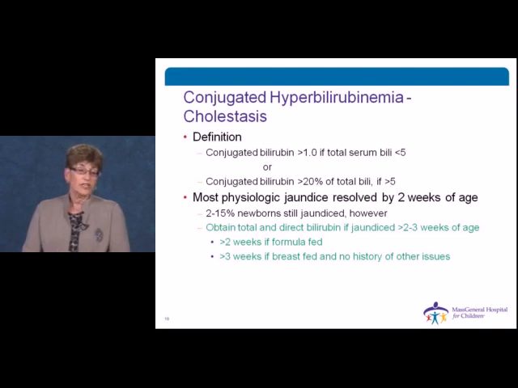So as we said before, and I'm going to repeat this a few times because I think it's the most important message, most physiologic jaundice resolves by 2 weeks of age. There's a good percentage of newborns, though, that are still jaundiced, even at 2 weeks of age. And that's why, if they're still jaundiced at that point, the recommendation is somewhere between 2 to 3 weeks of age that a total and a direct bilirubin should be measured. For babies who are formula fed, generally 2 weeks is used as a measure. Because of breast milk jaundice, some people would stretch that out to 3 weeks for breastfed babies who don't have any other issues that are readily seen.